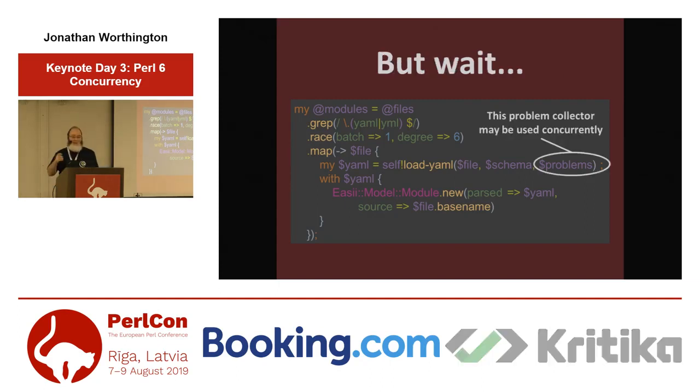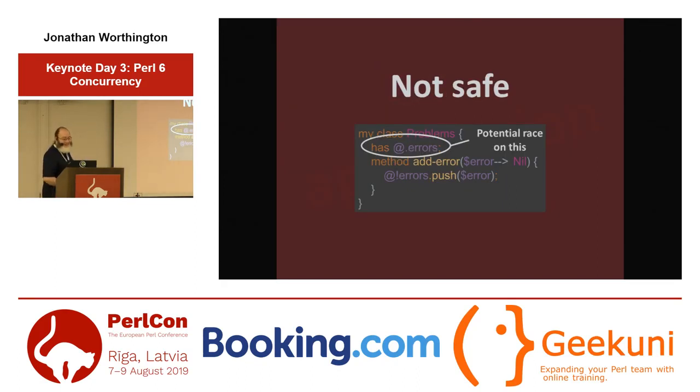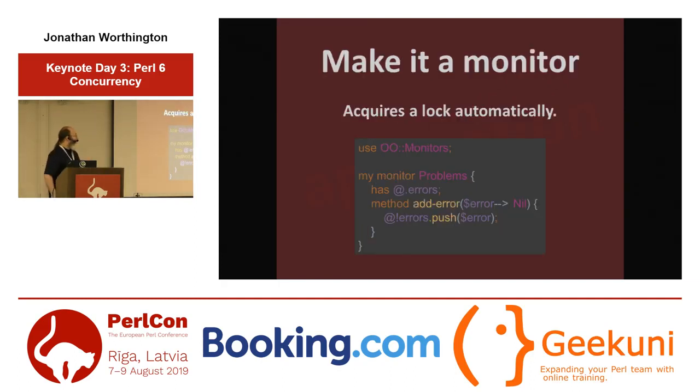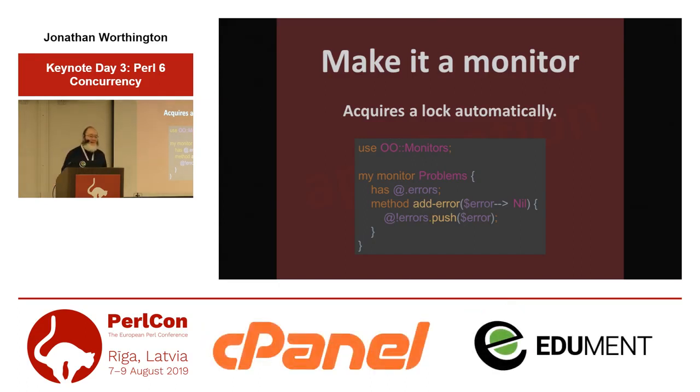Now when you do this, you have to be careful because we have this thing called problems. Problems is a class which basically just collects together all of the problems. I think there's a little bit more to it than that, but that's simplified what it is. And we could potentially have some data race on that errors. So how do we solve this one? Make it the monitor. Make it the monitor. Solved.